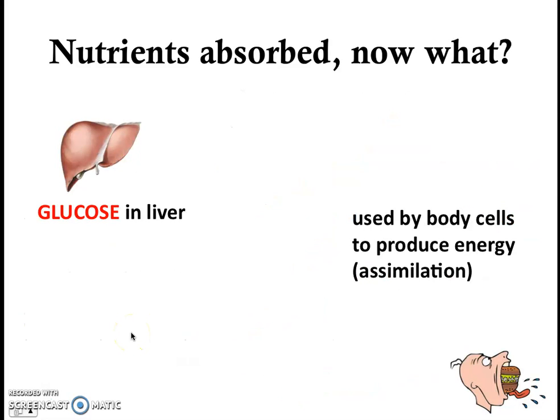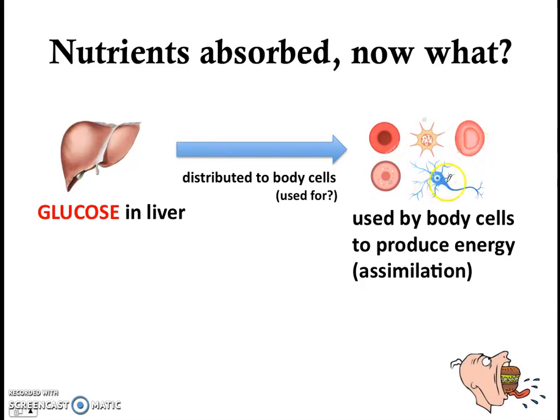Well, now that glucose has reached our liver, what happens next? Well, it needs to be distributed to the rest of the body's cells. And once it's distributed to them, these cells use it to produce energy. They use glucose to produce energy through respiration. And this is part of the process of assimilation.